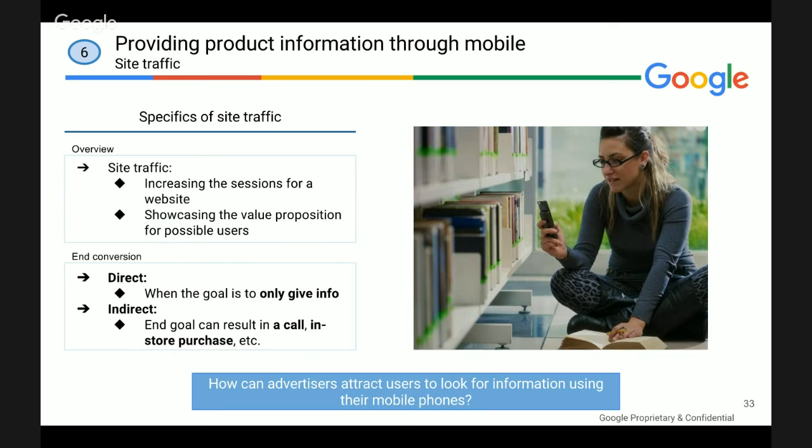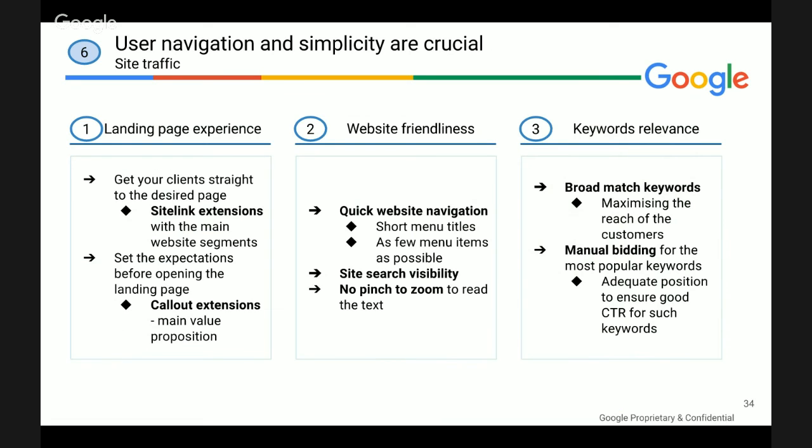Talking about the end conversions, so yes, when the goal is to only give information, it could be about European fundraisement or something, and indirect, it could be interlinked with other goals that we talked about, a call, in-store purchase, and so on. Looking and checking what actions you could drive and help your customers to achieve the results. It's again adding site links and adding call-out extensions, making it easier for the customer to reach the correct page or place at your website.